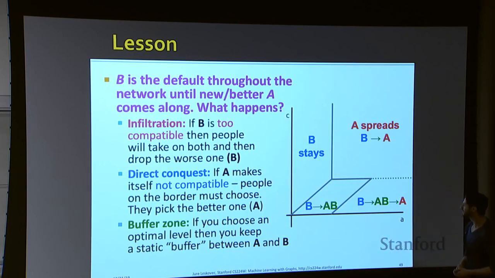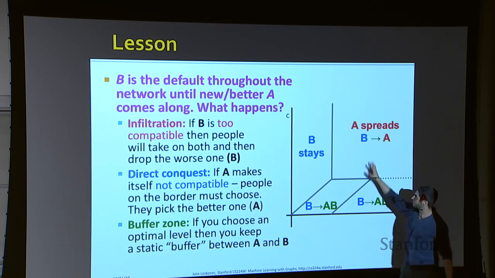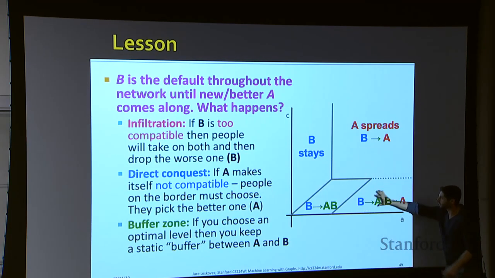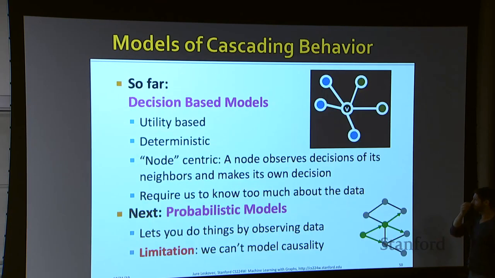Okay, so this is what we were saying before. This is the buffer zone. This is our direct conquest, and this is like this kind of infiltration in the market that will take some time, but eventually will be successful.